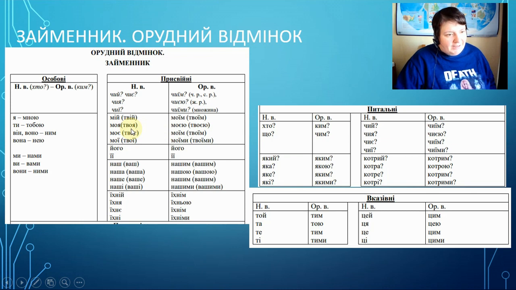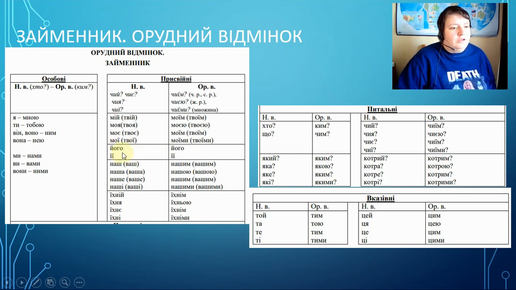Моя, твоя, feminine, моєю, твоєю. Моє, твоє, neuter, моїм, твоїм. Мої, твої, plural, моїми, твоїми. The form його, his, in instrumental case is the same, його. Її, her, is the same in instrumental case, її.